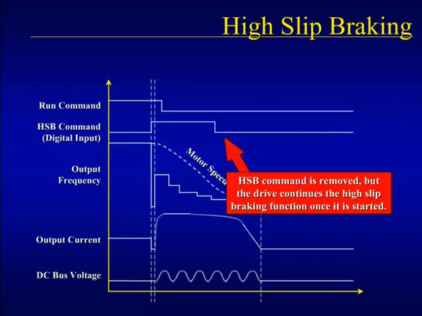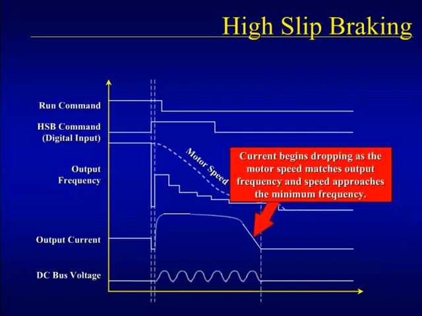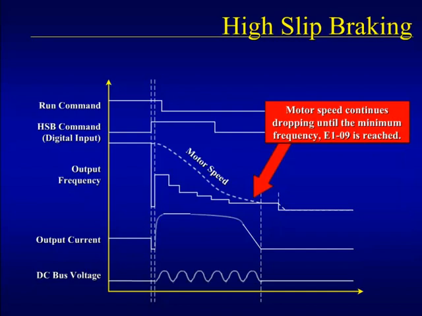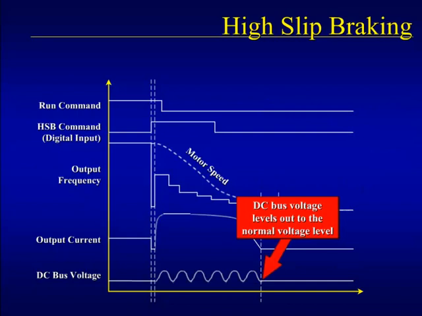As the motor speed drops and begins approaching the output frequency, the current drops as the motor slip decreases. The motor continues slowing down until it reaches the minimum output frequency set in parameter E109. Because the motor is no longer regenerating, the DC bus voltage drops back down to its normal operating level.